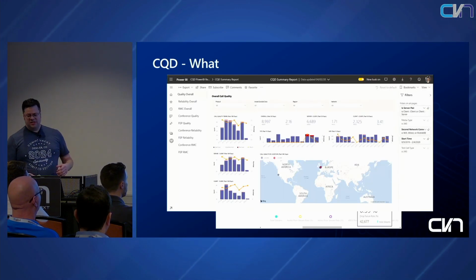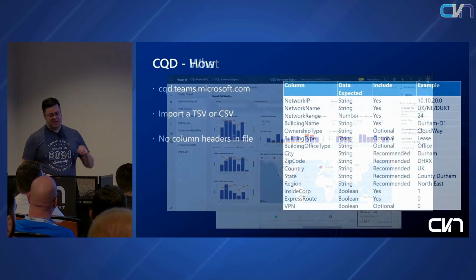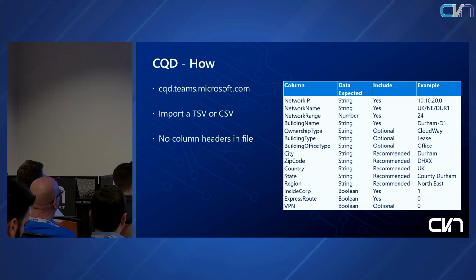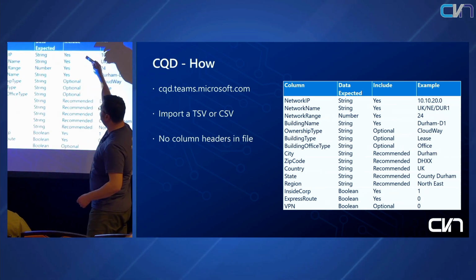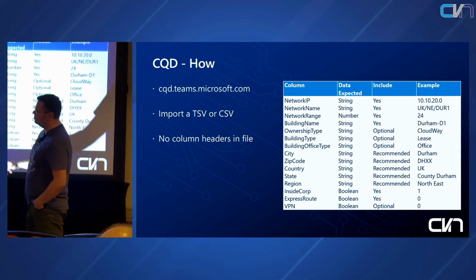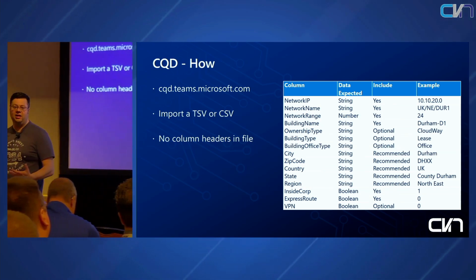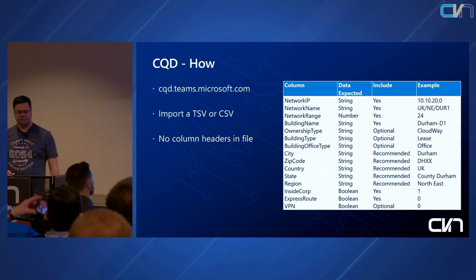CQD, hopefully you've seen CQD if you've played with it. If you haven't, really, really useful. The reason location plays a part in this is we can specify a whole bunch of information and upload it as either a TSV or a CSV, and if you do, there are no headers on that file. This is the information that you would upload here. So we're back to our network IP, our name, our range, what building that is associated with, and you can see which of these are optional versus recommended. But we can specify things like the city or the state or the region. That means inside CQD, you can then filter on those things to say, show me what the US call quality looks like for locations that I know about, and do that separation in your reporting.